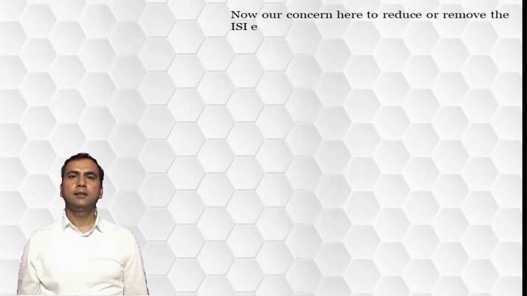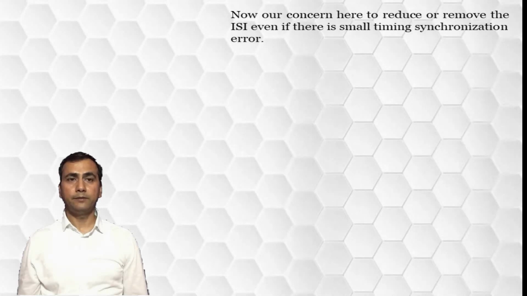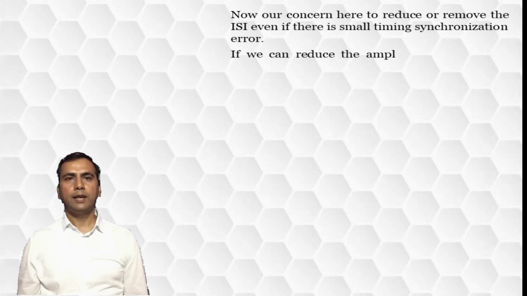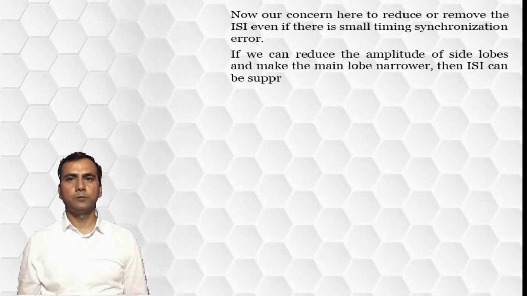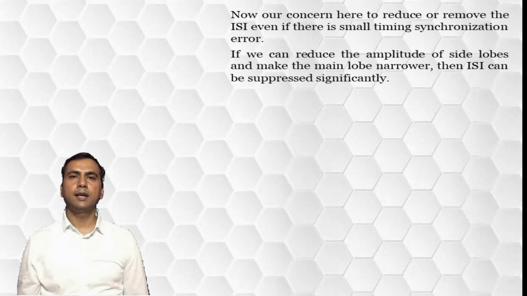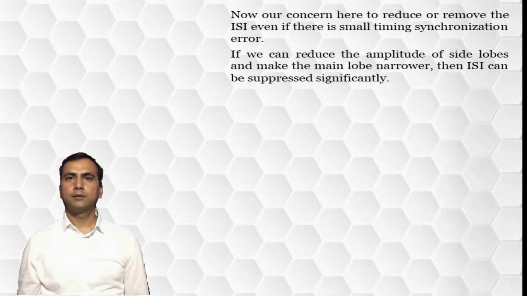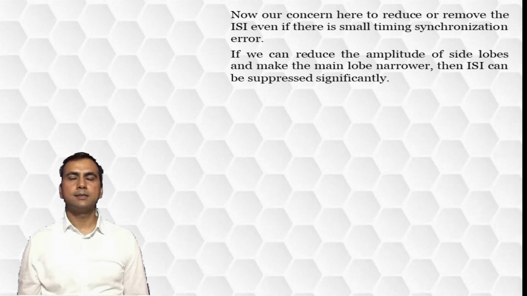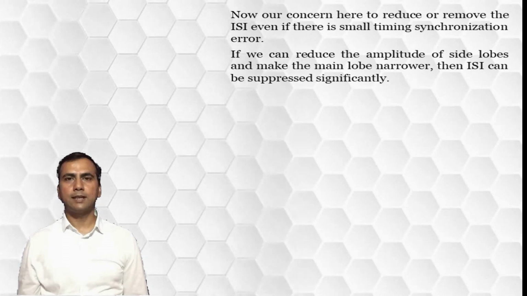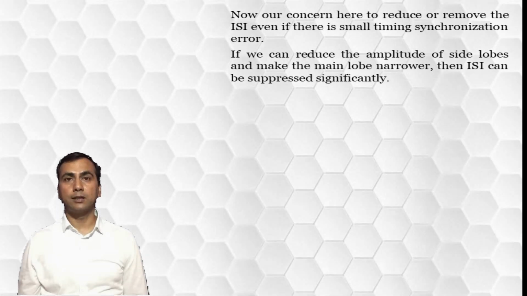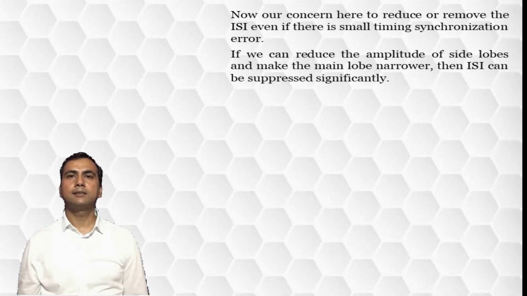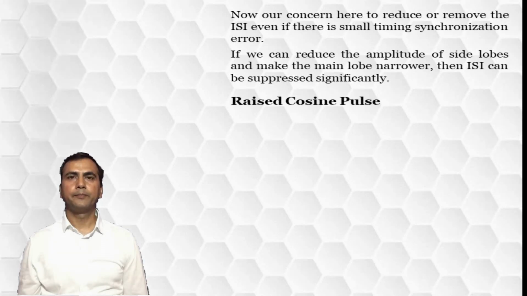So now our concern here is to reduce or remove the ISI even if there is a small timing synchronization error. We have seen that ISI is present due to side lobes of the sinc pulse. It means since we have the timing synchronization error, the side lobes of the other pulses are interfering at the decision instant. So if we can reduce the amplitude of the side lobes and make the main lobe narrower, then interference of the other pulses at the decision instant can be reduced, and hence ISI can be suppressed significantly.